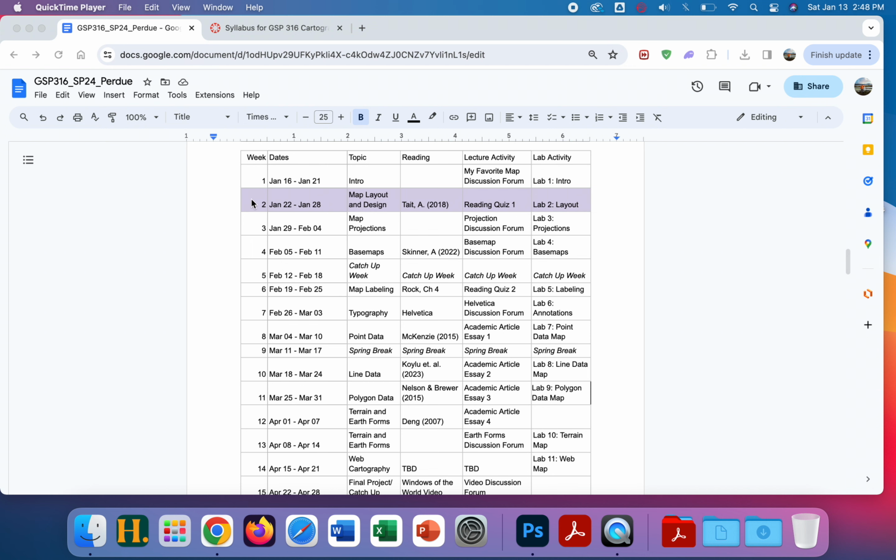You'll see here that week 2 is highlighted purple. This is the potential week for labor strike. If that is the case, we can bump everything back. I have week 5 here as a catch-up week, so we can move everything back, and we won't miss any material. And if the labor conflict is resolved prior to the strike, then we'll just continue on, and during week 5, we can use that to catch up on stuff from this class. We can use that to catch up on stuff from other classes, reset, etc.